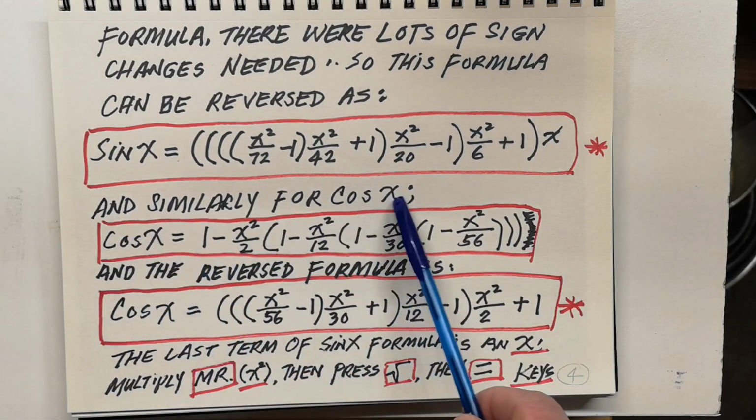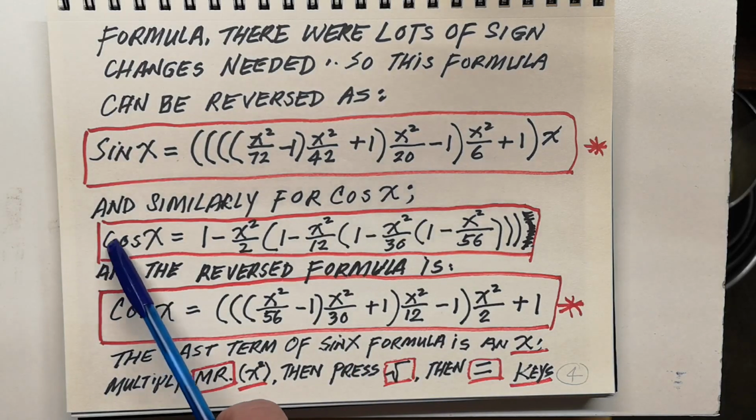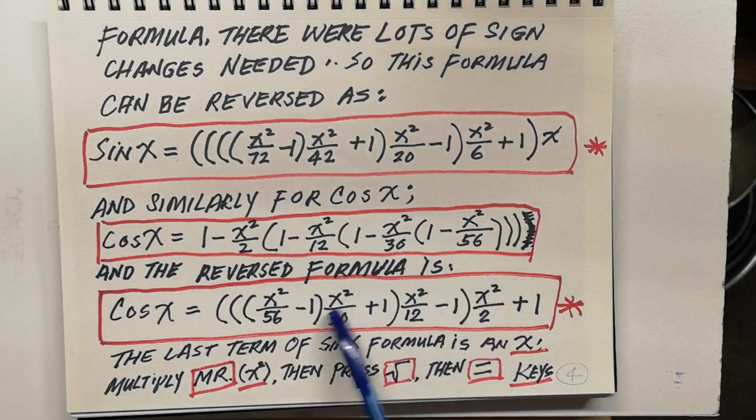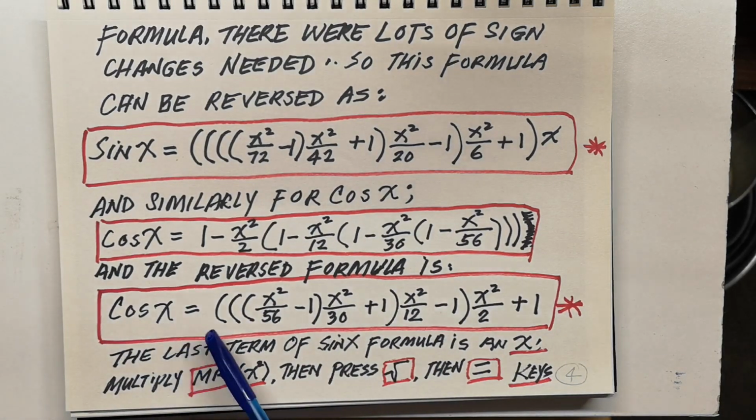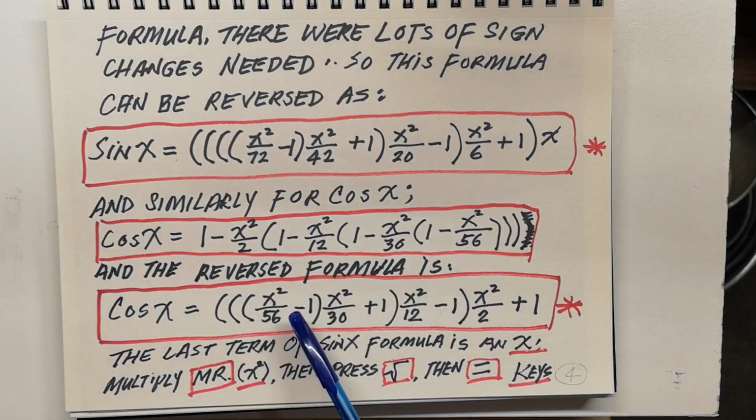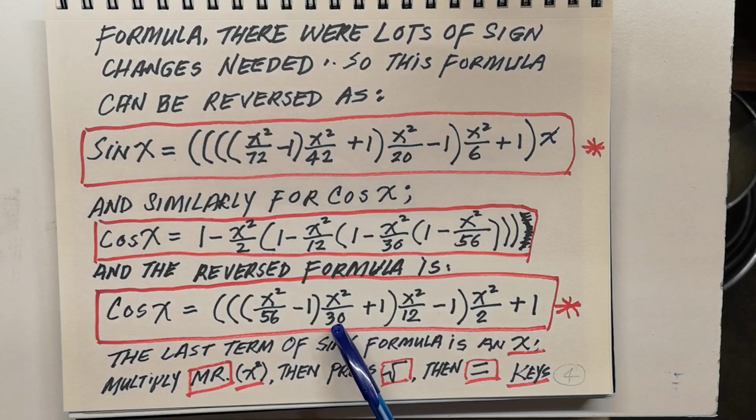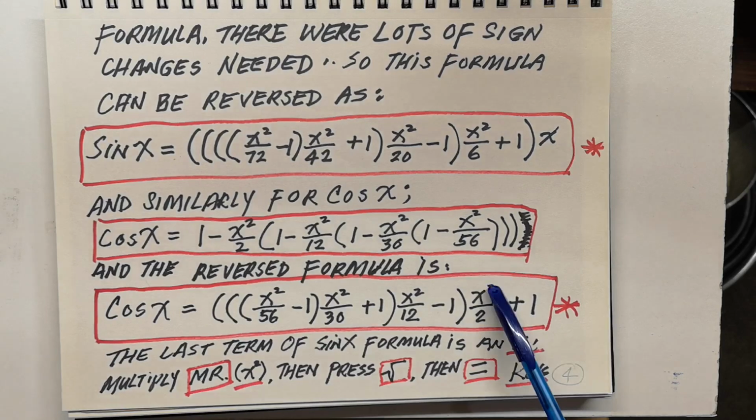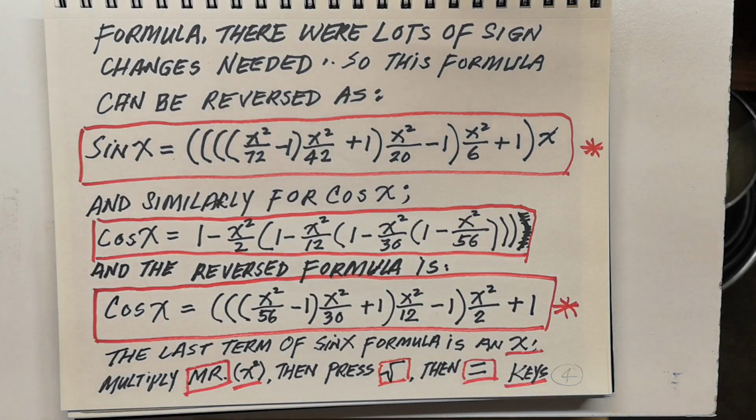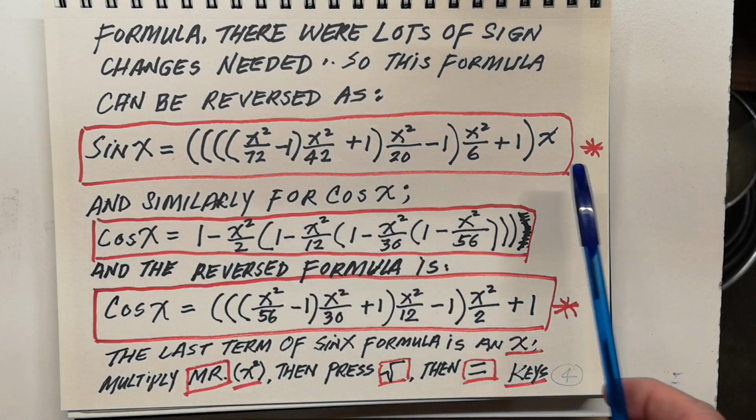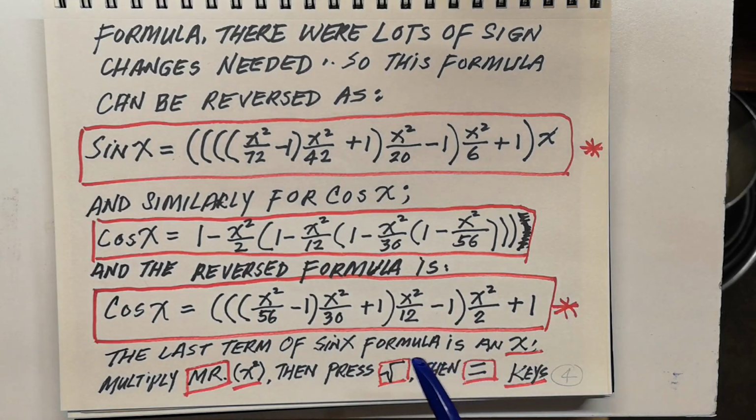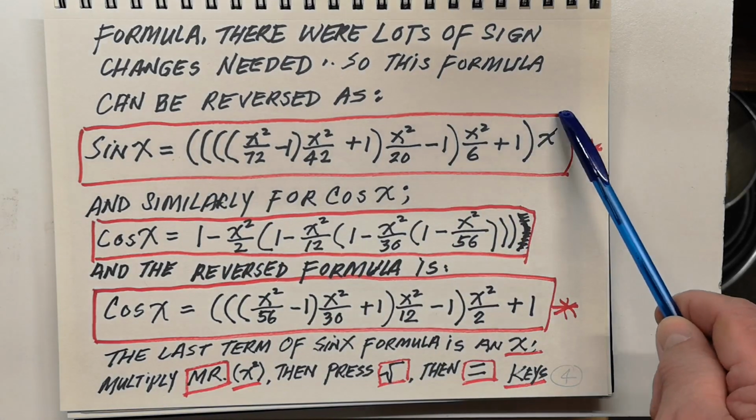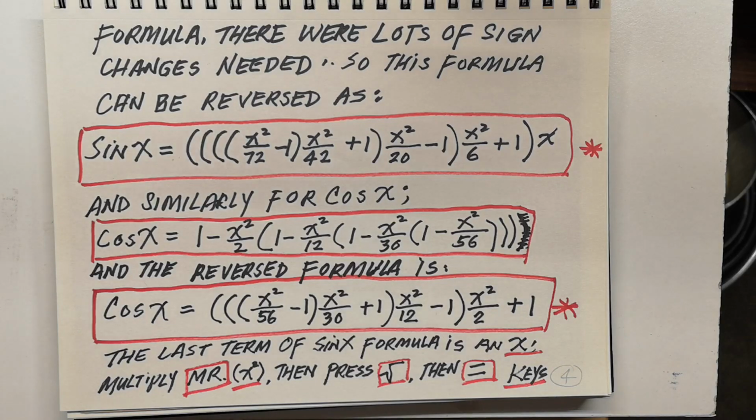And similarly for cosine x, and this is the nested polynomial, and the reverse formula is this one. Cosine x is equal to x squared over 56 minus 1 multiplied by x squared over 30 plus 1 multiplied by x squared over 12 minus 1 multiplied by x squared over 2 plus 1. Notice that in the sine value, you have to multiply by x. So after you get all those quantities, you multiply by the x squared and then get the square root.